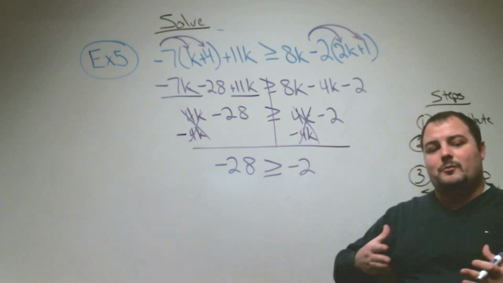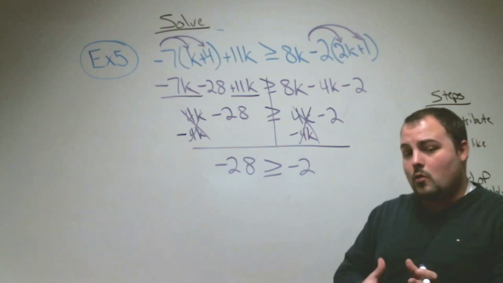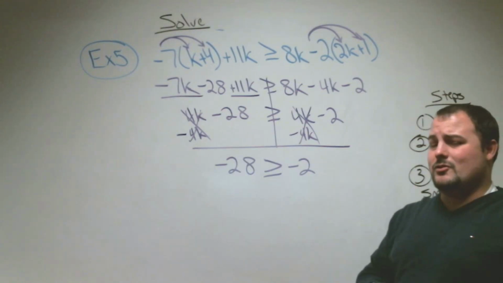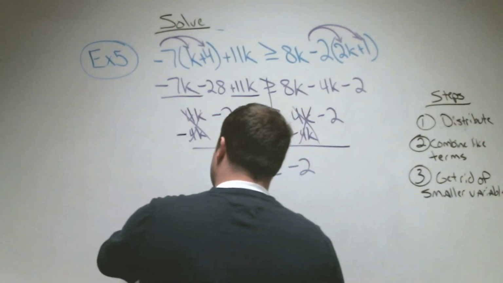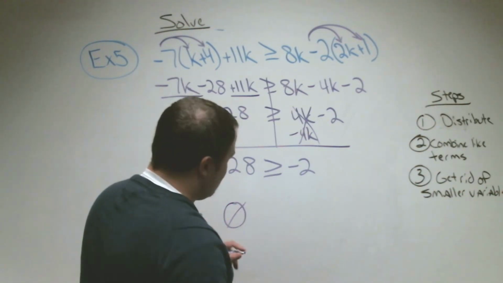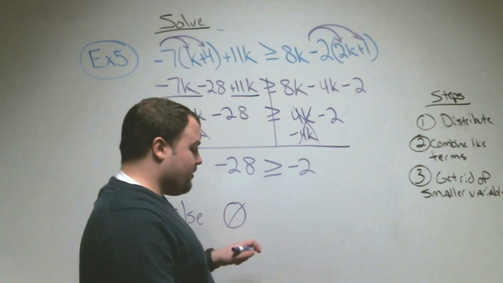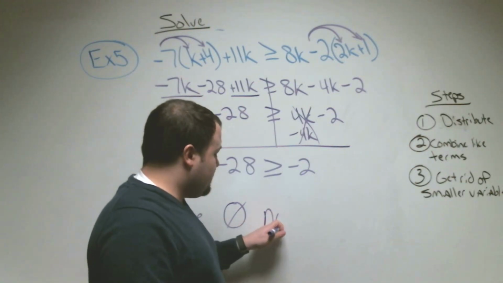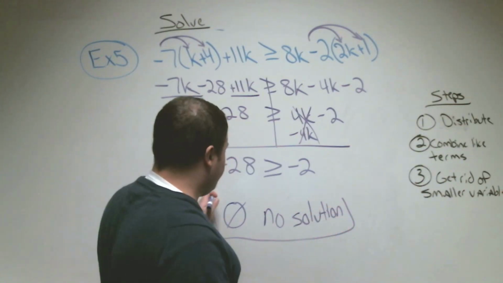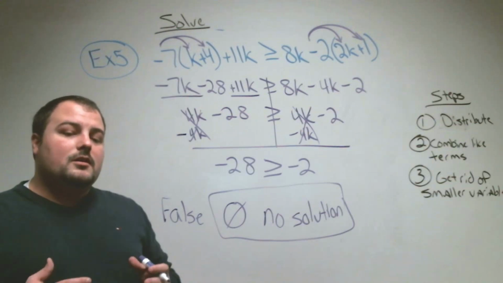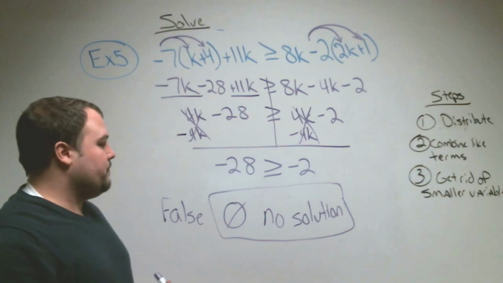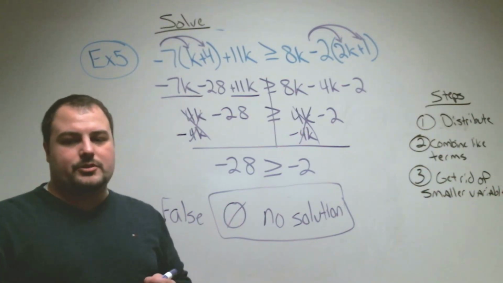So looking at this statement, we have negative 28 is greater than or equal to negative 2. Is negative 28 bigger than or equal to negative 2? That's a false statement. Since the statement is false, that means that this is called a null set. You could write a 0 with a line through it, or you can say that this problem has no solution because it's a false statement. Negative 28 can never be bigger than or equal to negative 2. And since we get a false statement, no solution is the answer.